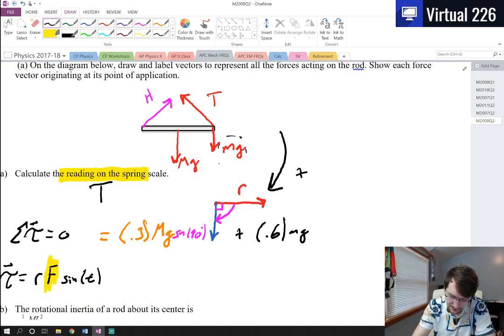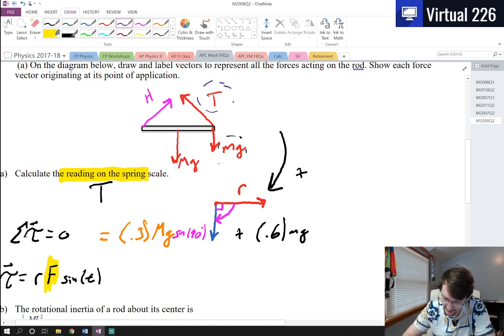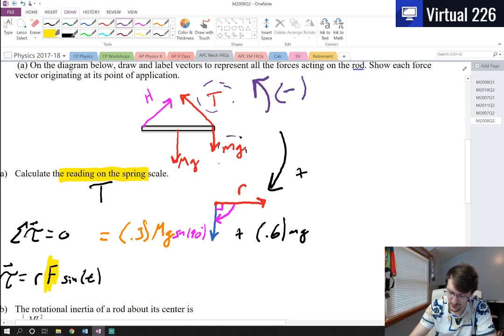Last but not least, we need to look at this tension force from the spring scale itself. If we take a look at this, this is going to be rotating it up this way, which we need to call a negative value. So we'll say minus. It's still 0.6 meters away. There's the tension. And because it's at some angle, it's not 90, we need to figure out what it is.